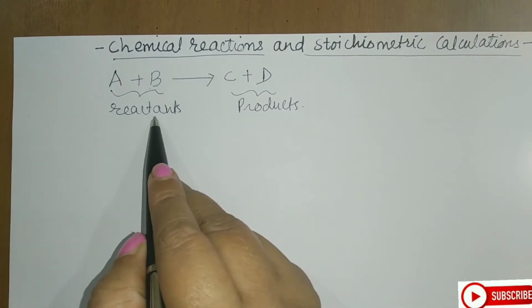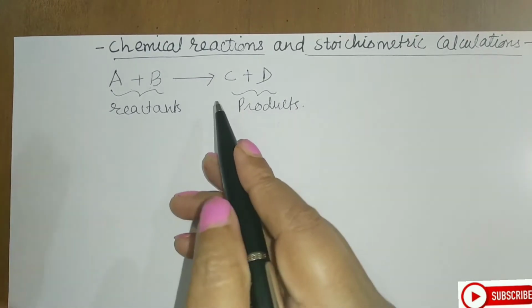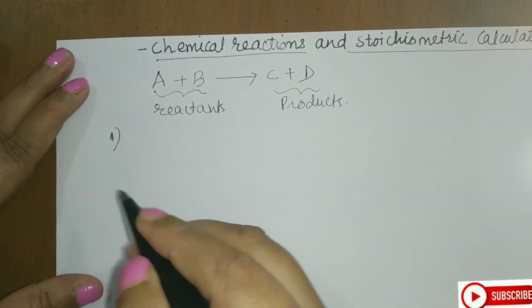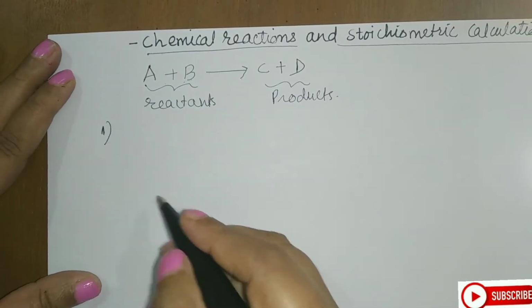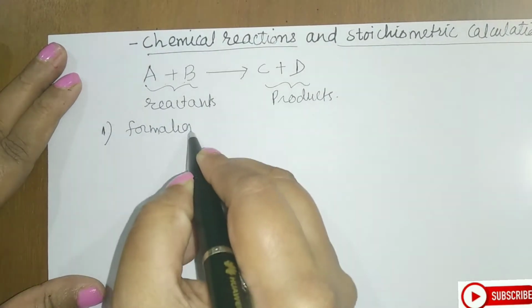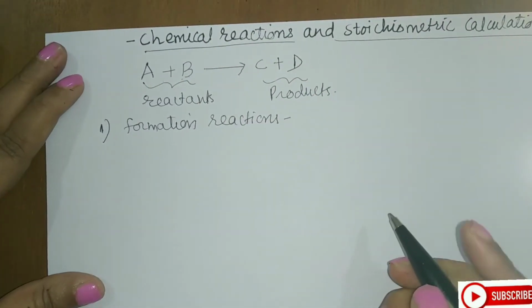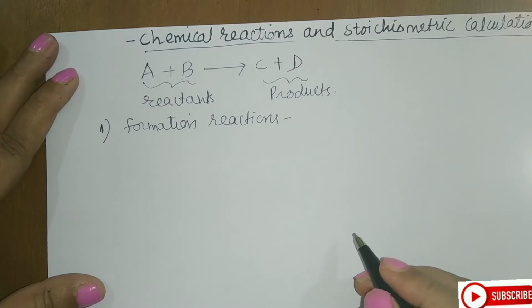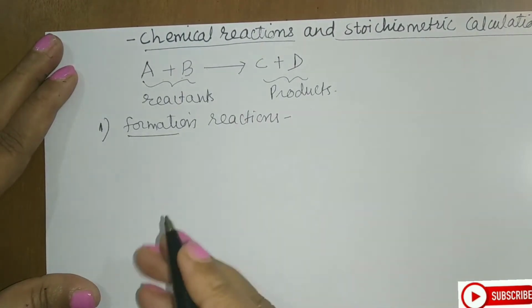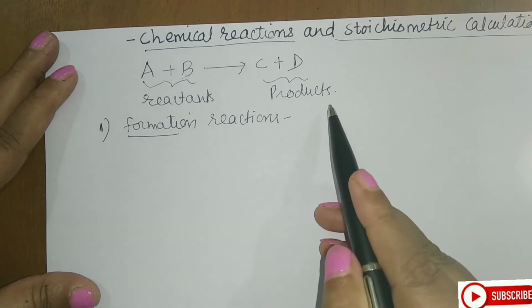Students, if I see the reactants and the products, there are various ways we represent a reaction. So let us see the first reaction. The first reaction we'll be dealing with in stoichiometric calculation is the formation reactions. Now, how will you go for the formation reactions? For formation reactions, the word formation means something is getting formed, and when something is getting formed, you have to write that on the product side.